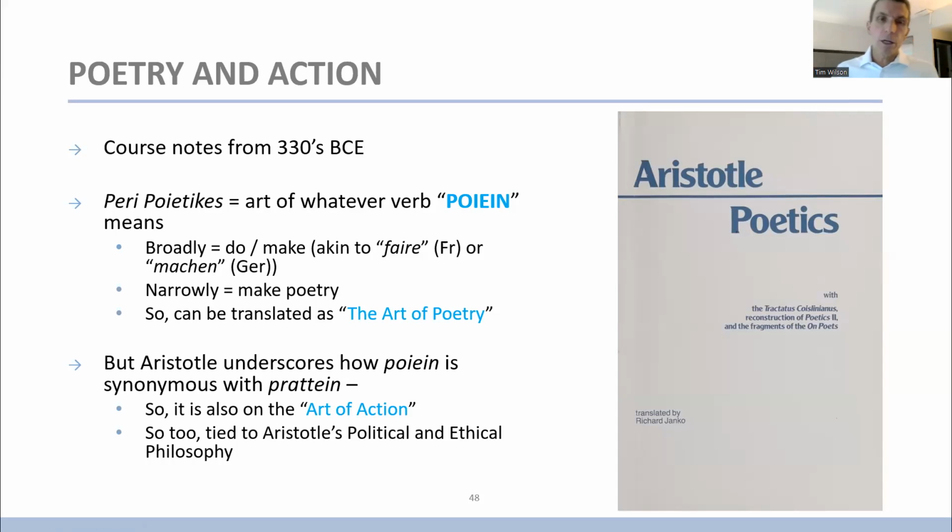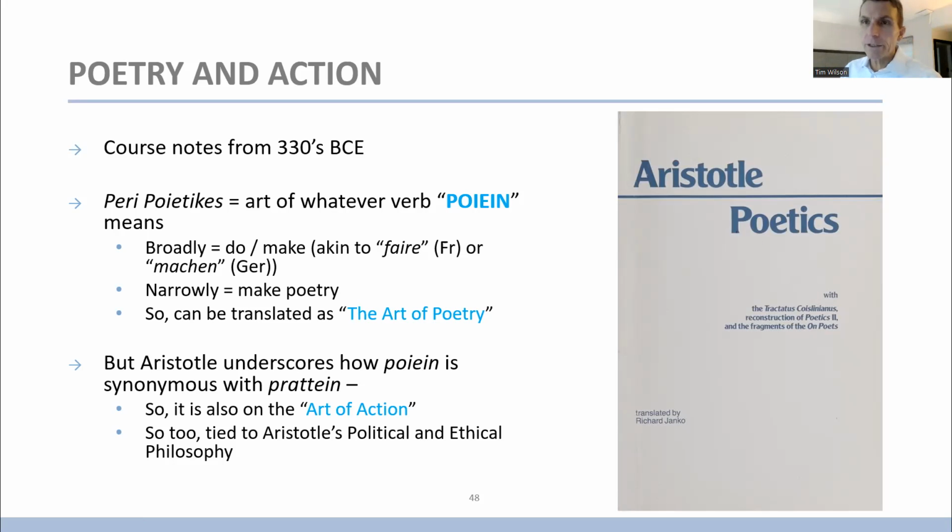Aristotle's work probably consists of course notes, maybe from students. It's fairly rough in places. They're course notes from the 330s BCE, and the title is Poetics, or the art of whatever the verb poiein means. Broadly, poiein means to do or make, akin to faire in French or machen in German. Narrowly, it would mean poetry, the art of making, so it could be translated as the art of poetry.